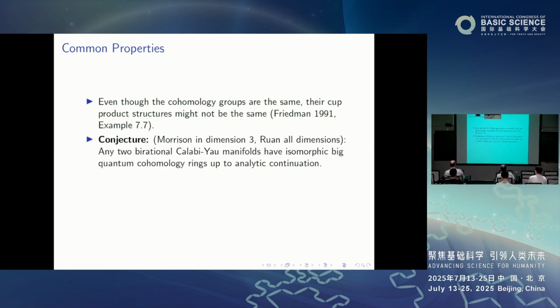However, motivated by ideas in physics, in string theory, Morrison in dimension 3 and Ruan in all dimensions conjectured that they have isomorphic quantum cohomology rings. Actually, isomorphic big quantum cohomology rings. And then there's also this phrase, up to analytic continuation. They're not exactly isomorphic; you have to analytically continue one to the other. So quantum cohomology is a deformation of the cup product.